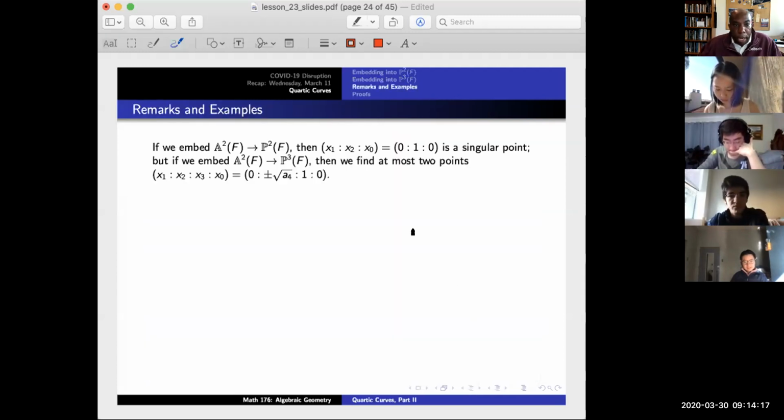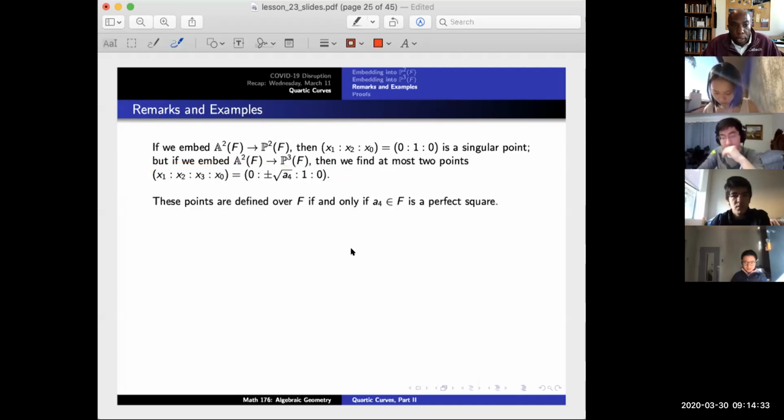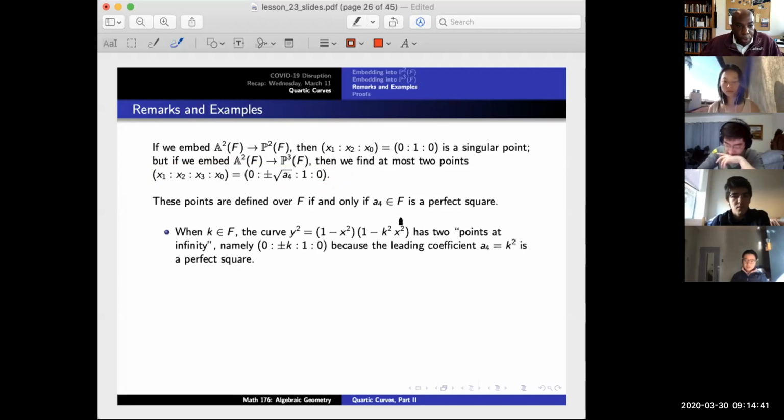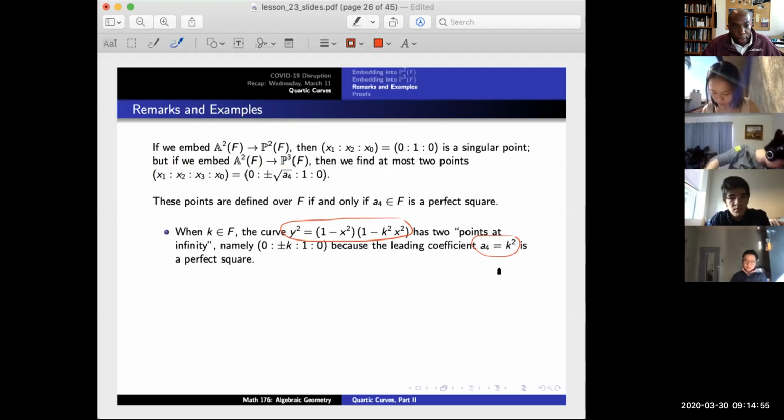Again, if you just embed everything into P2, then you run into trouble. But if you try to embed everything into P3, then you have 2 points. And this corresponds to taking the square root of the leading coefficient. This is the square root of A4. Simply put, you have 2 points at infinity if and only if A4 is a perfect square. Right? Here are some examples. If we come back to our familiar curve, y squared is equal to 1 minus x squared, 1 minus k squared x squared, we again have 2 points at infinity because the leading coefficient is a perfect square. So this is exactly what we've been finding.